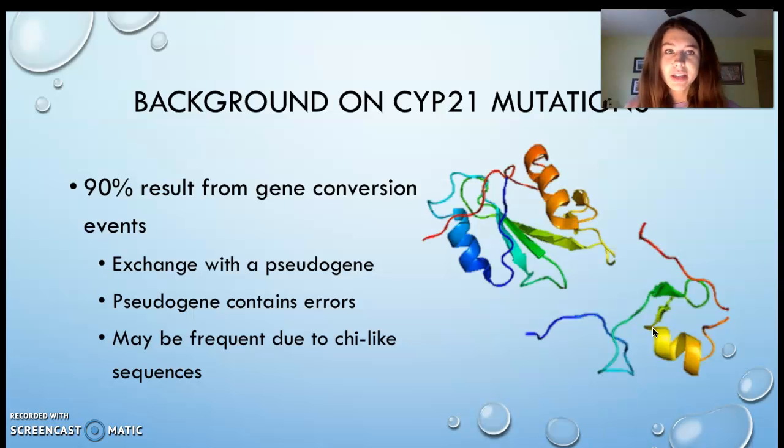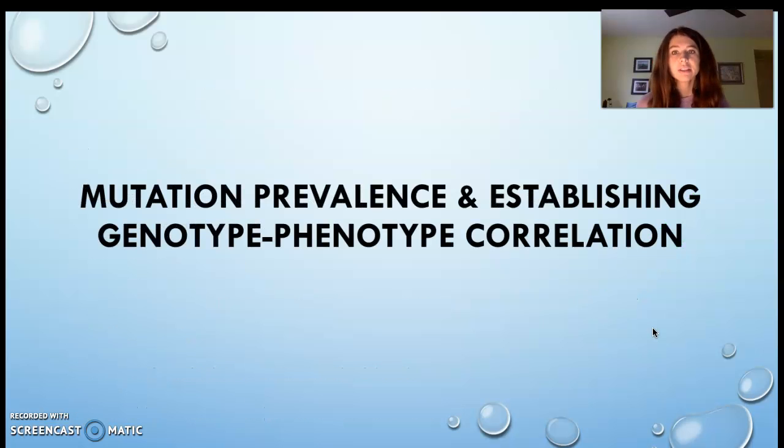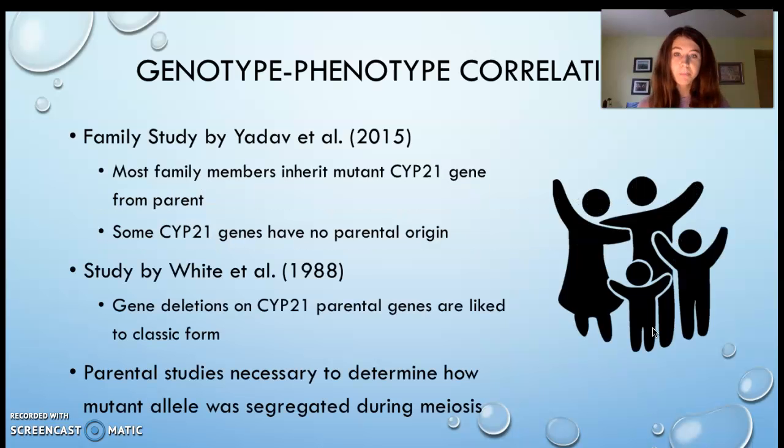The reason that these occur so frequently is because in the histocompatibility index, there are a lot of chi-like sequences that promote homologous recombination. So my goal of this presentation is really just to determine what mutations lead to adrenal insufficiency, why their frequencies differ, and the extent to which phenotype can predict genotype. So let's get into some mutation prevalence and establishing the genotype-phenotype correlation.